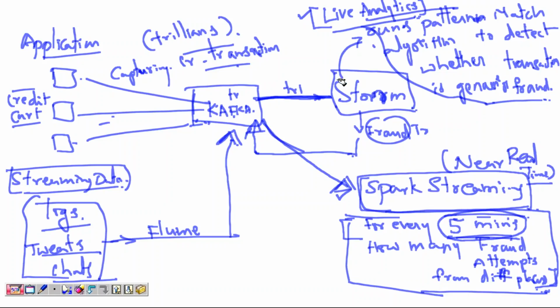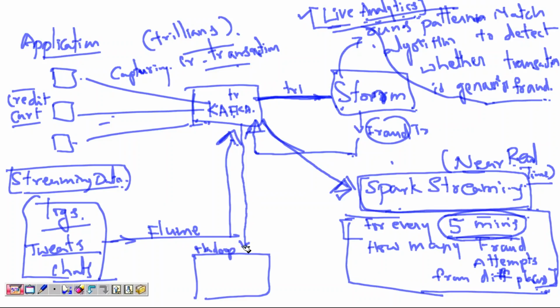See, Storm is real-time analytics, that means live analytics. Spark Streaming is near real time. For every 5 minutes or every 5 seconds, it shows what is happening, how many frauds are happening, such kind of things. Later, to maintain the history of each and every message, I need it in Hadoop.